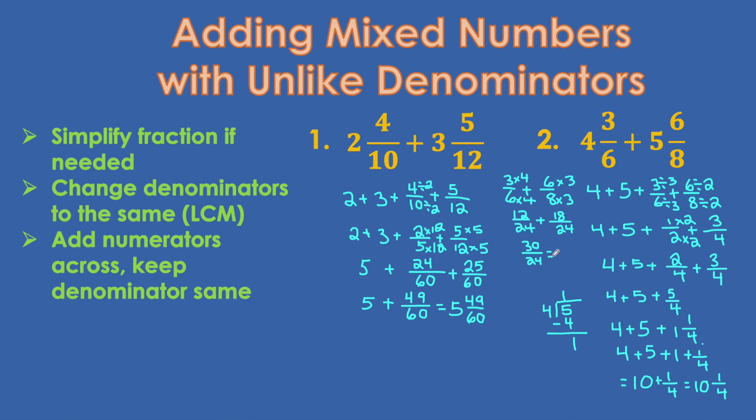which equals 1 and 6/24, which can be simplified to 1 and 1/4. And once you have this 1 and 1/4, you just add 4 plus 5 plus 1. And you get the same answer, 10 and 1/4.